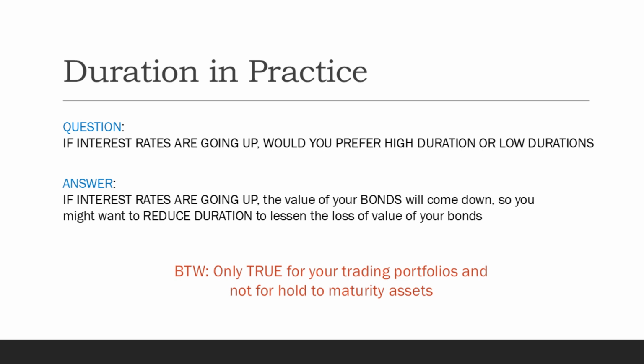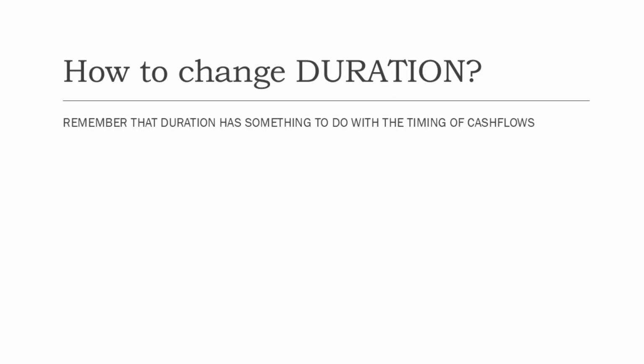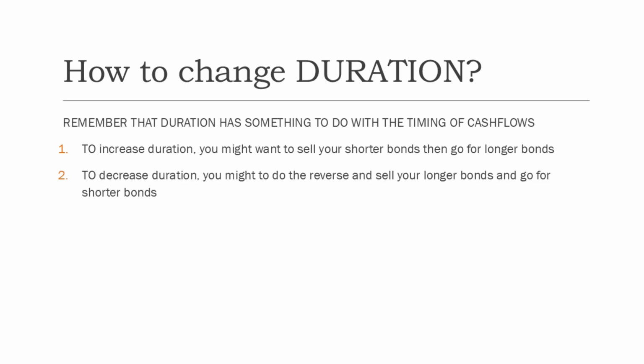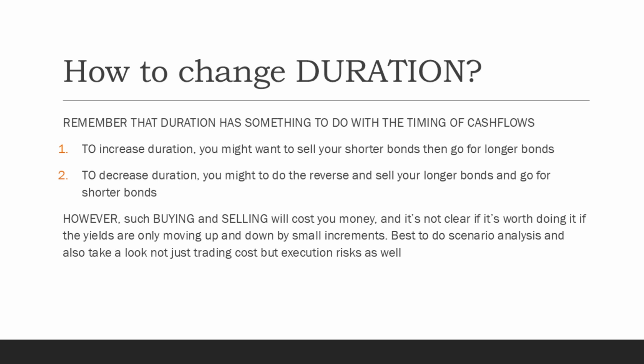Therefore, if you knew how your bond portfolio will move based on where interest rates are going, how do you actually change your duration? Remembering that duration has something to do with the timing of the cash flows, to increase duration, you might want to sell your shorter bonds and go for longer bonds. Or if you wanted to decrease your duration, you might want to do the reverse and sell your longer bonds and go for shorter bonds. Note, however, that buying and selling will cost you money, and it's not clear if it's worth doing if the yields are only moving up and down by small increments. Therefore, it's best to do scenario analysis and also take a look not just at trading costs but execution risks as well.